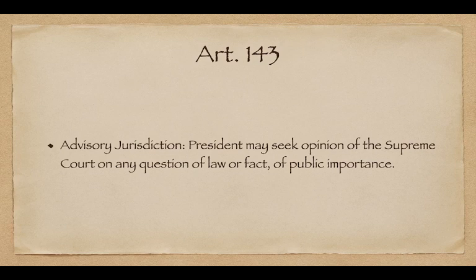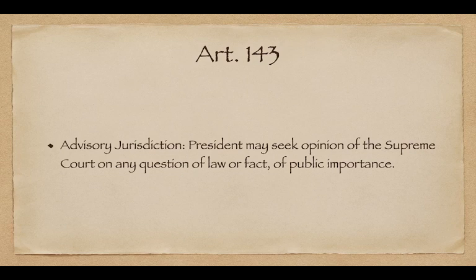Since this is the first time this particular article was invoked by the President of India, I feel we should spend a few minutes talking about what this article entails. Article 143 is entitled Advisory Jurisdiction of the Supreme Court, not its original jurisdiction, not its appellate jurisdiction, not its extraordinary jurisdiction, but its advisory jurisdiction, wherein the President may seek the opinion of the Supreme Court on any question of law or fact, on a question of public importance.